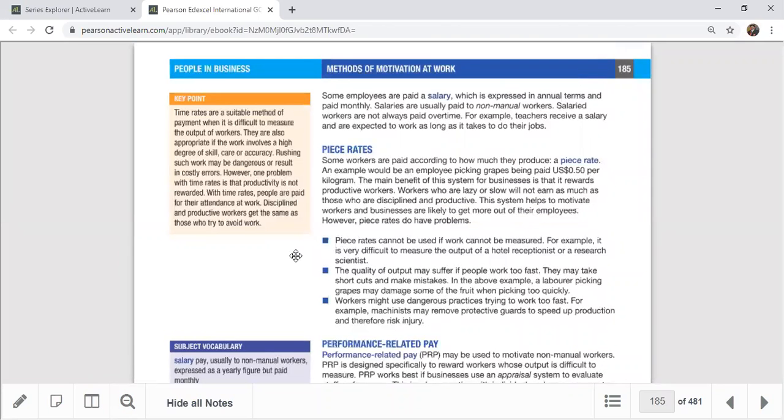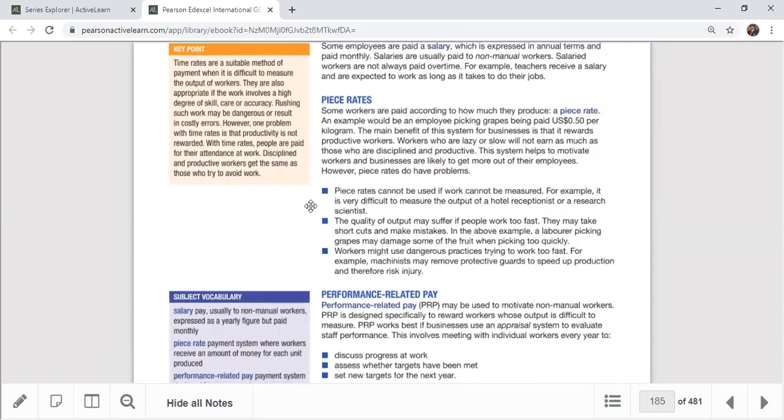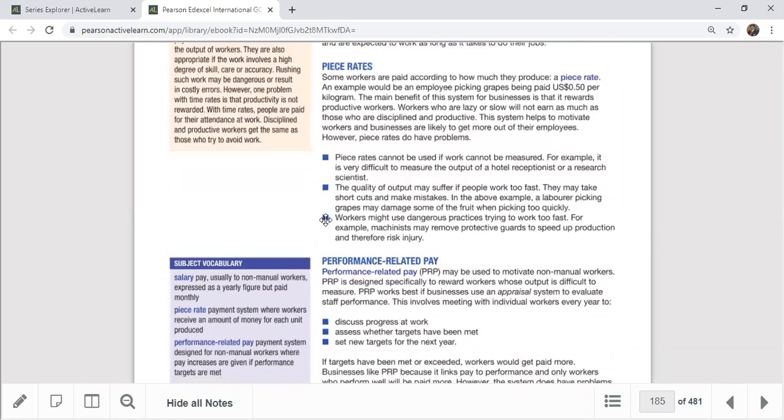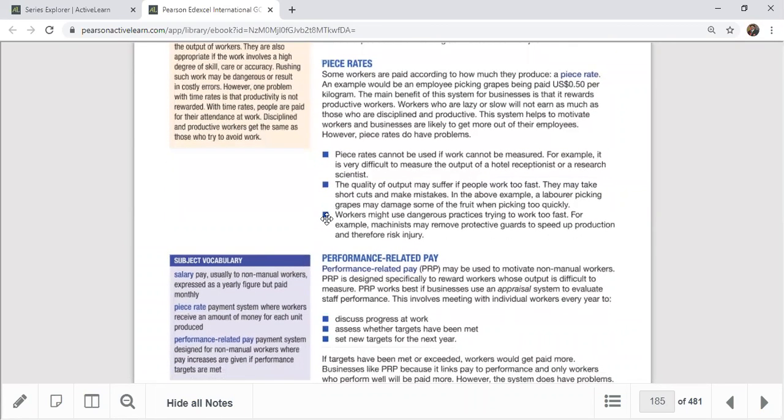The piece rate system is an easy method, based on how many items you produce, how many quantities you manufacture. You multiply the number of units that you manufacture by the rate per piece. So we can easily find out the pay under the piece rate method.